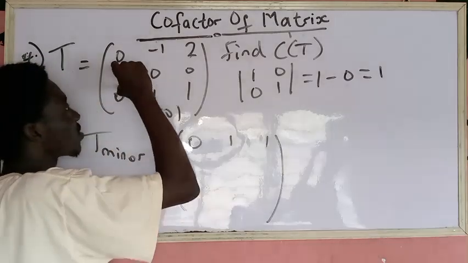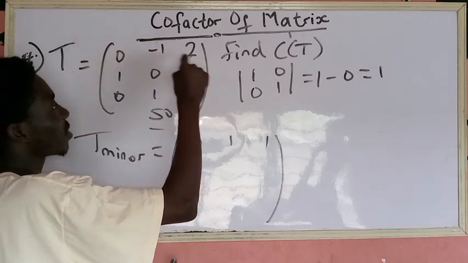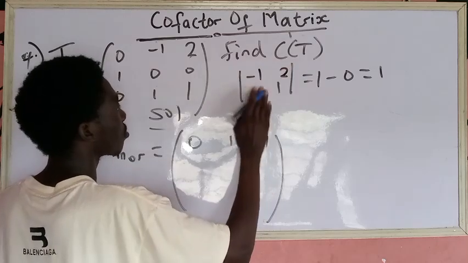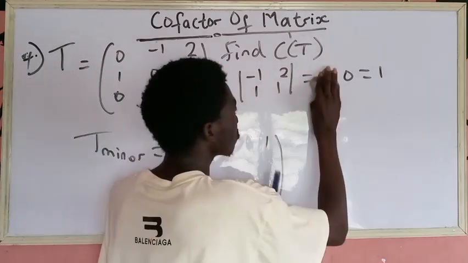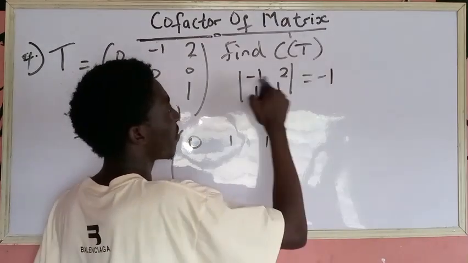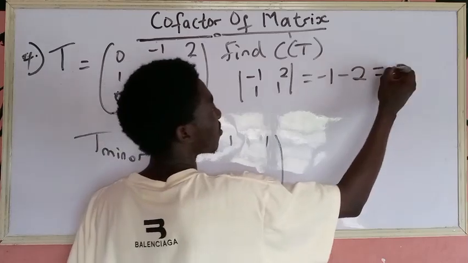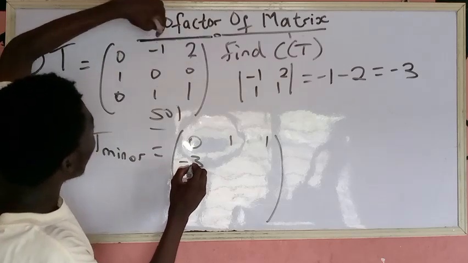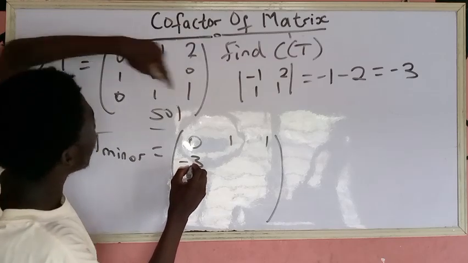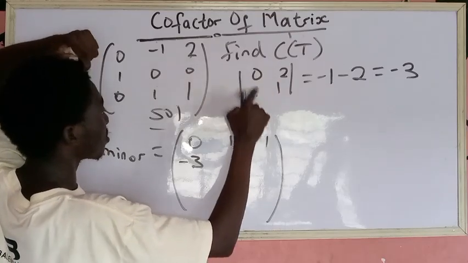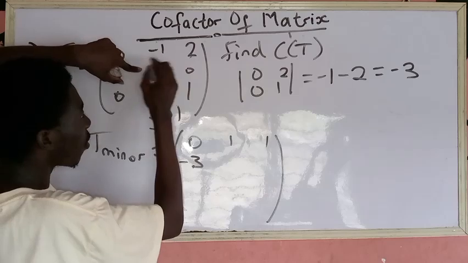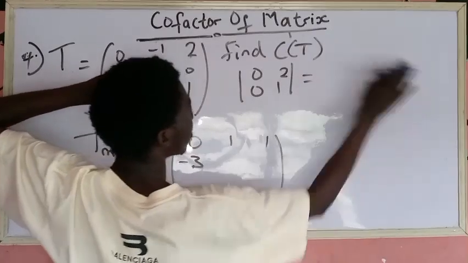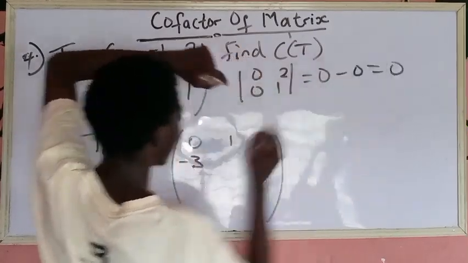For the 1, it occupies this row and this column. So you have minus 1, 2, 1, and 1. What do you have? You have minus 1, minus 2, and that is a minus 3. So you have a minus 3 here. Good. Next one. For 0, 0 occupies this row and this column. So we have 0, 2, 0, and 1. You can see 0 occupies this column and this row. So you have this left, and that will be 0 minus 0, and that is 0.